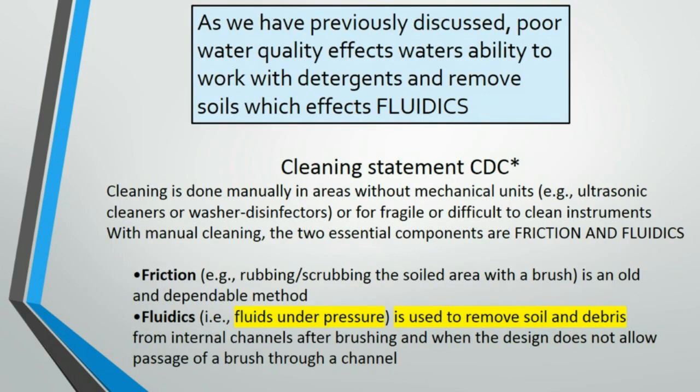So, as we previously discussed, poor water quality affects water's ability to work with detergents and remove soils, really affecting its fluidics. Why does that matter? Well, the CDC puts out a simple but sort of profound statement, if you think about it, for cleaning. Cleaning is done manually in areas without mechanical units, or for fragile or difficult to clean instruments. With manual cleaning, 2 essential components are friction and fluidics.